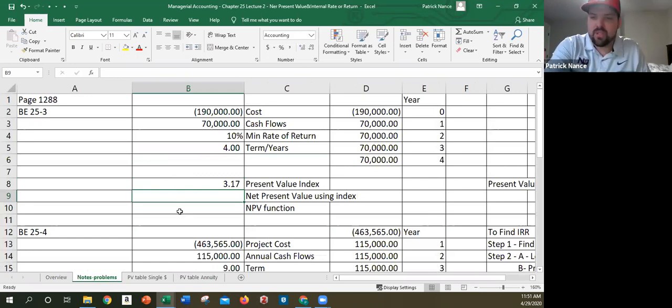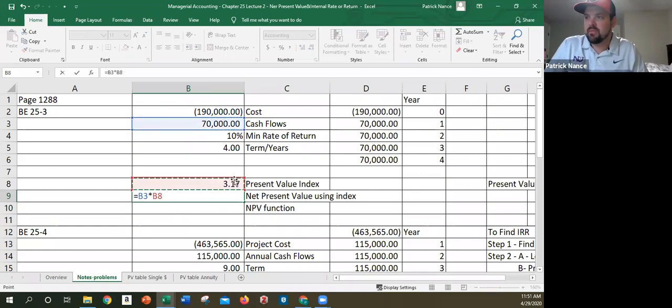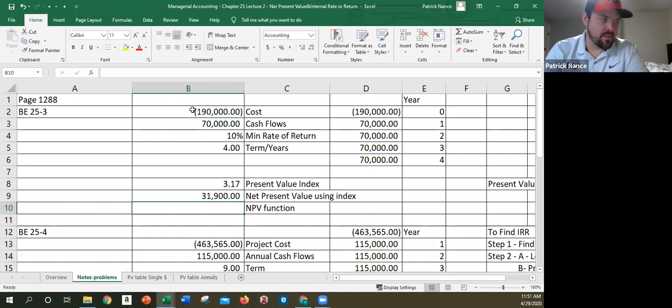The net present value using that index, I simply take the 70,000 times the 3.17, and then I need to subtract, although in this case, because I made it a negative number, I'm going to add, but basically I need to find the difference. You find the difference between 70,000 times 3.17 and 190,000. So 31,900 is the net present value. Remember, all this tells me is that this project returns more than 10%, and to be exact, it returns $31,900 more than a 10% rate of return.